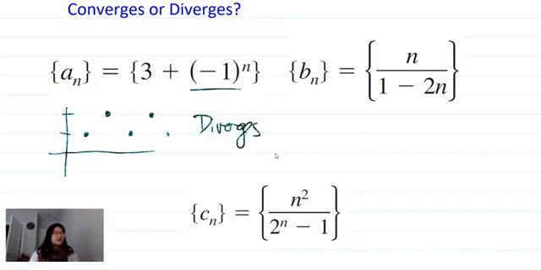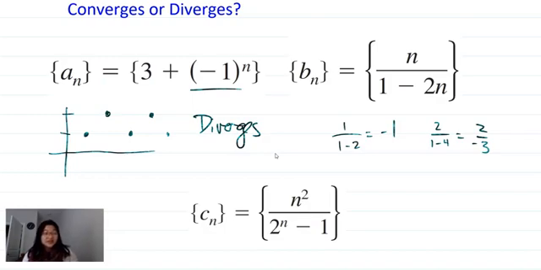For B, what did we have? We had 1 over 1 minus 2, so that was negative 1. And then we had 2 over 1 minus 4, which is 2 over negative 3. And what's happening here? So our numerator is going up, like indexing, and our denominator is going down. Our denominator is becoming more and more negative. So, as our value of n increases, what's happening to our b's, we're going to converge.